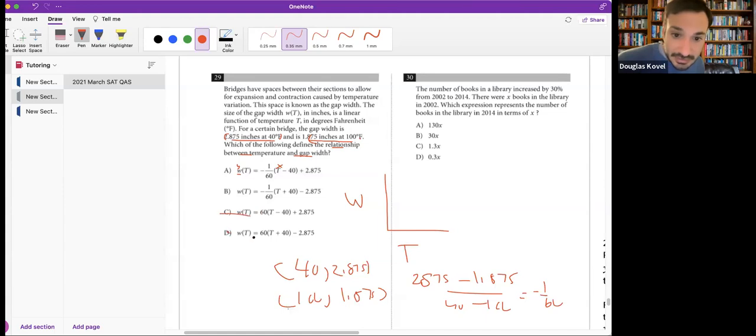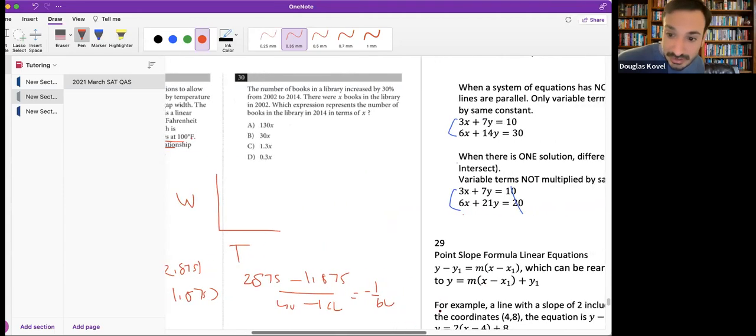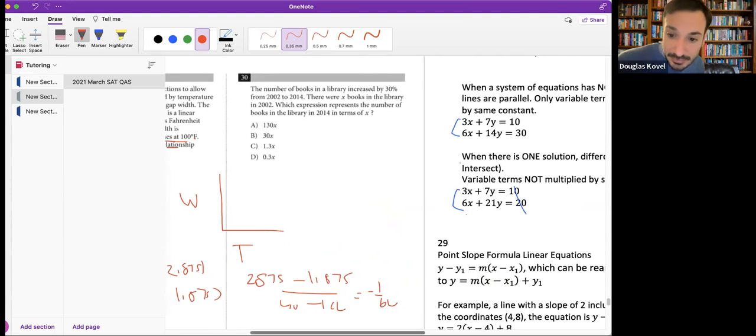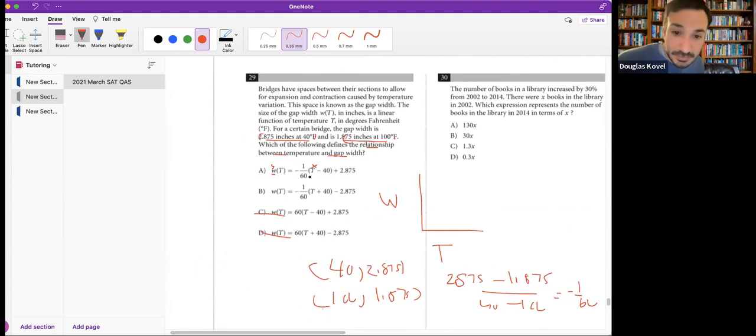So C and D are out. And then just using point slope formula, remember I'm subtracting the x value of one of my values from x. So one of my x coordinates was 40. So A shows me the correct sign. B reverses that. Also, another way I could have done this without doing any algebra is actually just plugging in numbers. So I know when I plug in 40 for temperature, that my width needs to be 2.875. So if I plug in 40 to this, I get 2.875. And likewise, if I plug in 100 for temperature, you would get 60 times -1/60 is -1, plus 2.875 is 1.875. So A is actually the only choice that would work for both points.